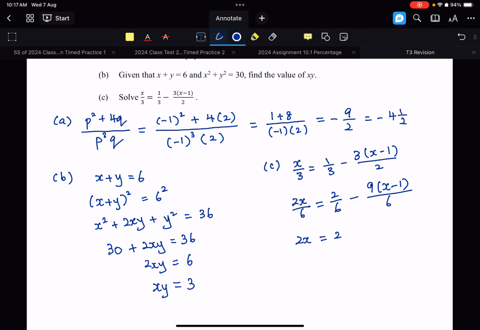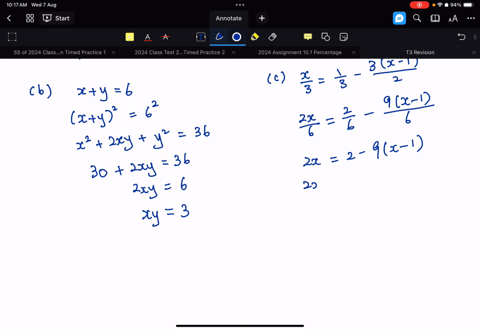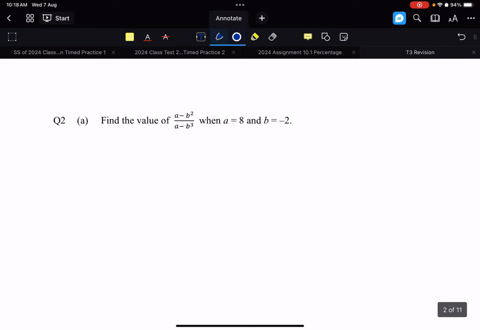So 2x equals to 2 minus 3 times x minus 1, right? I multiply by 6 throughout, okay? So this gives me 2x equals to 2 minus 3x plus 3. Oops, let's revert back, minus 9x plus 9. So 11x equals to 11, x equals to 1. There we go. Okay, moving on, next question.